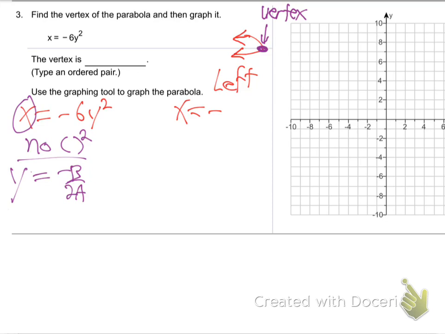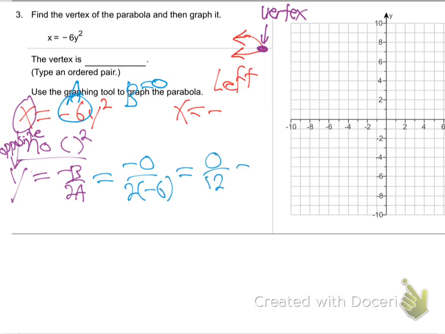Now it's y. You always start with the opposite letter. So if there's x in the front, you start with y. If there's y in the front, you start with x. Okay, so negative b over 2a. Now what's a and b and c? Well, this is a right here. B must be 0 because there's nothing else here. So it's going to be negative 0 over 2 times a, 2 times negative 6. That's 0 over 12. That's just 0. So y is just 0.